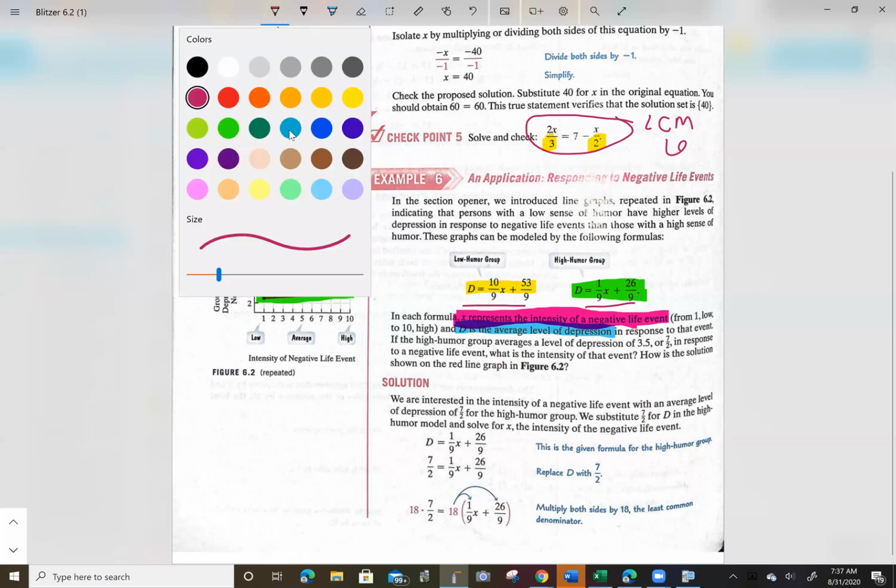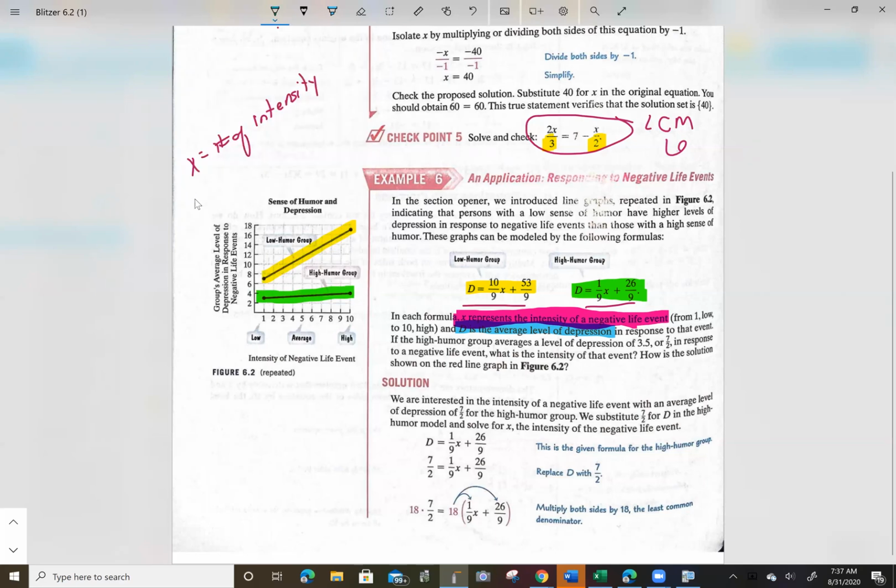So D is the average level of depression. Okay, so when I say the words defining your variable, this is what I'm expecting you to do. X equals and D equals, or Y equals sometimes.